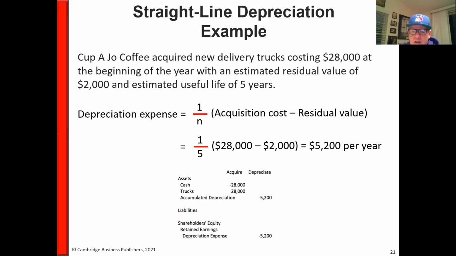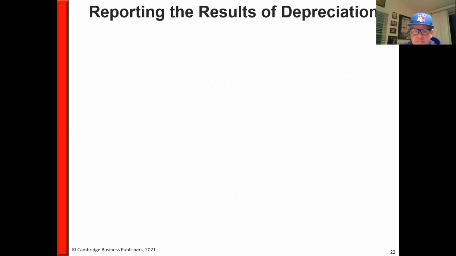And notice you're going to increase the contra account, accumulated depreciation, on the balance sheet. So depreciation shows up in 2 places. It shows up as an expense on the income statement, and it shows up on the balance sheet as well. So each year, you're going to recognize $5,200 as an expense, but each year that accumulated depreciation is going to increase by $5,200 as well.